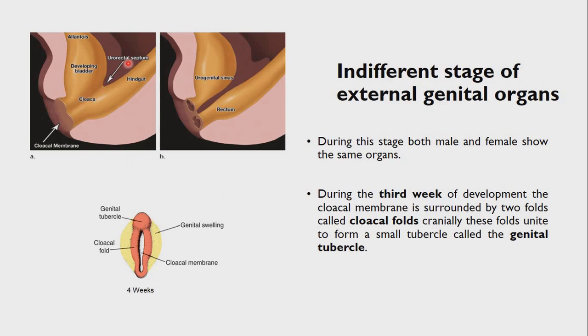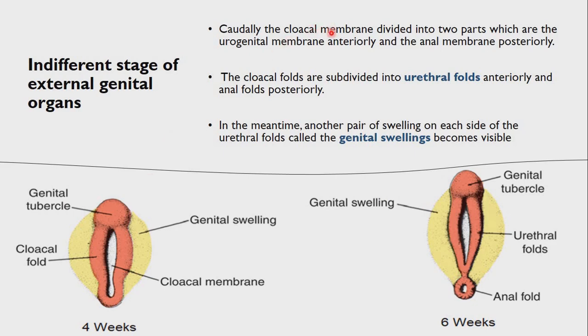There is the urorectal septum that will divide it into urogenital sinus and rectum. And here this will be the cloacal membrane. During the 3rd week of development, the cloacal membrane is surrounded by 2 folds, and these 2 folds are called cloacal folds. Cranially, these folds unite and form a small tubercle, called the genital tubercle. Caudally, the cloacal membrane will be divided into 2 parts, which are the urogenital membrane anteriorly and the anal membrane posteriorly.